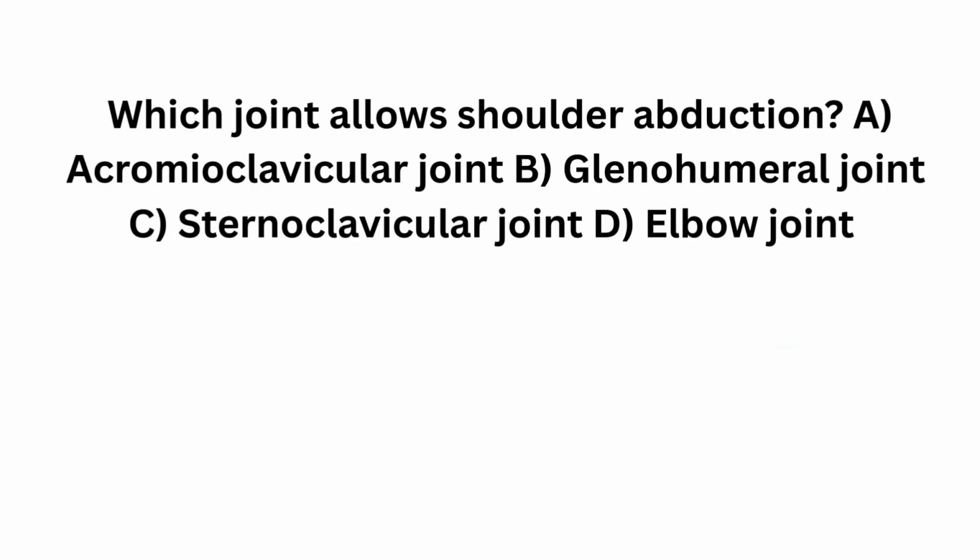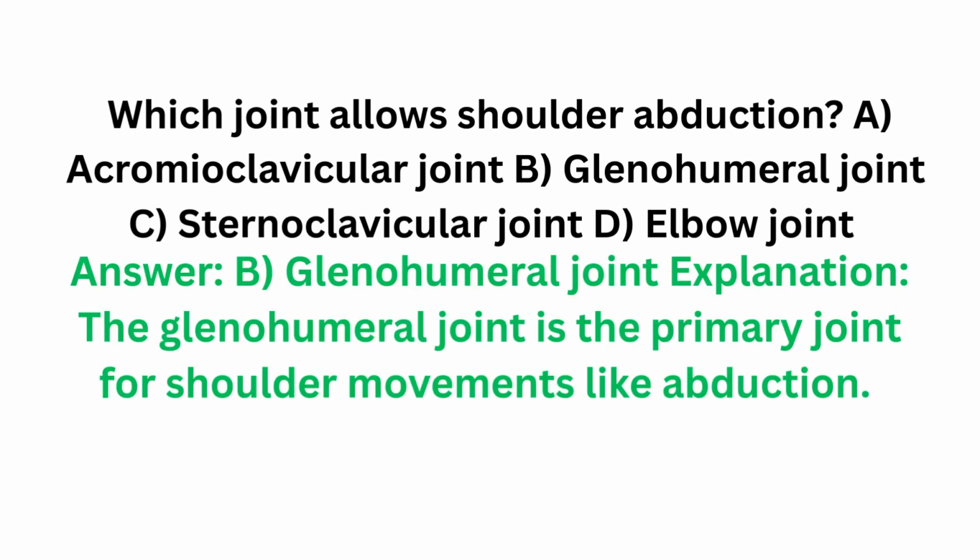MCQ 19. Which joint allows shoulder abduction? A. Acromioclavicular joint. B. Glenohumeral joint. C. Sternoclavicular joint. D. Elbow joint. Answer. B. Glenohumeral joint. Explanation. The glenohumeral joint is the primary joint for shoulder movements like abduction.